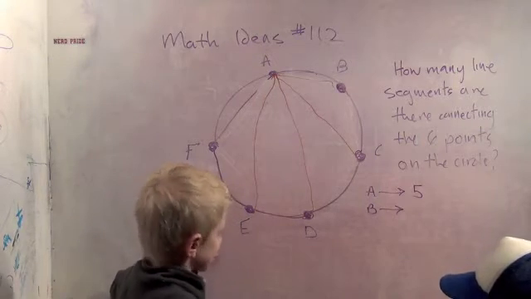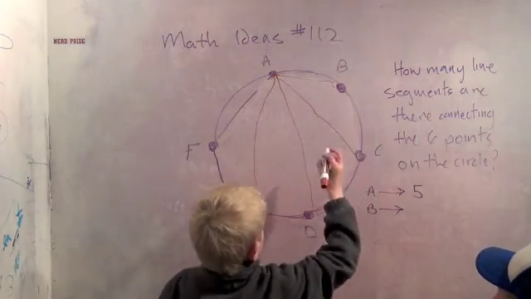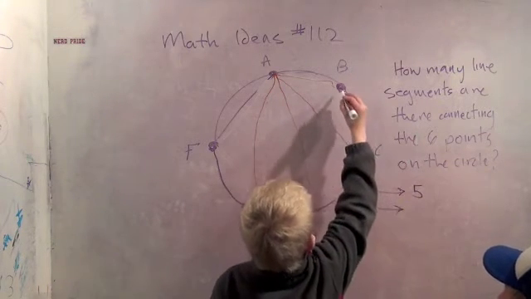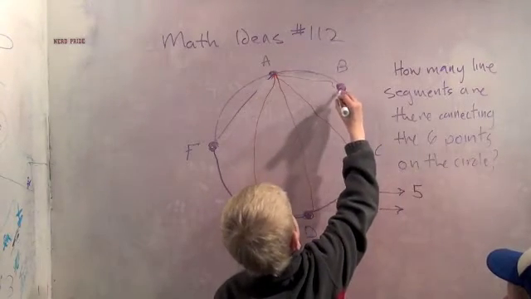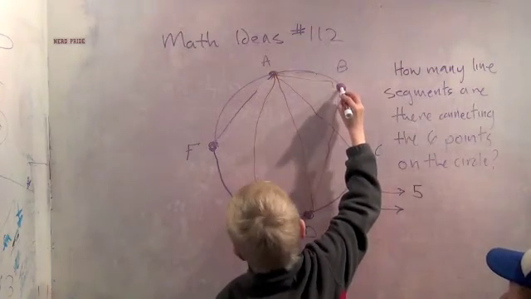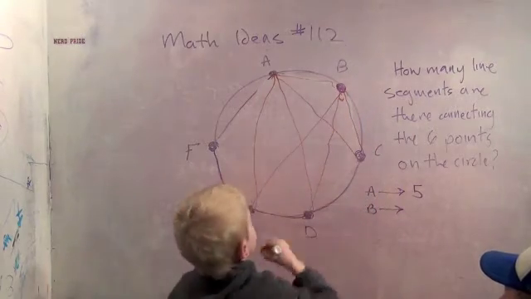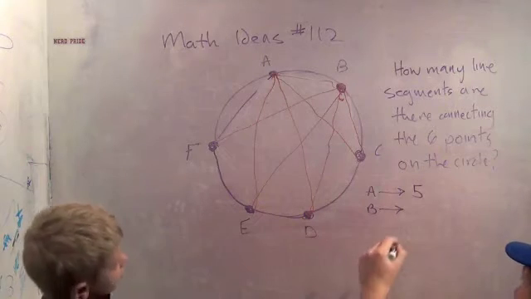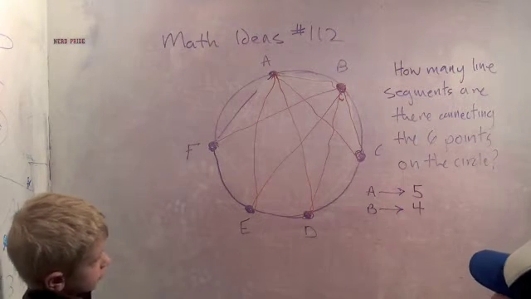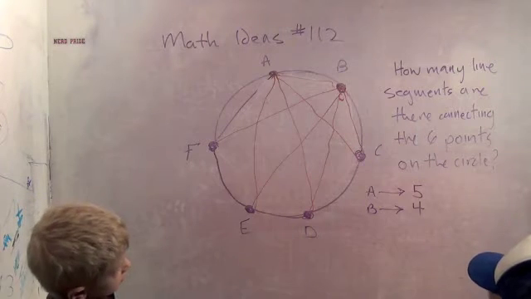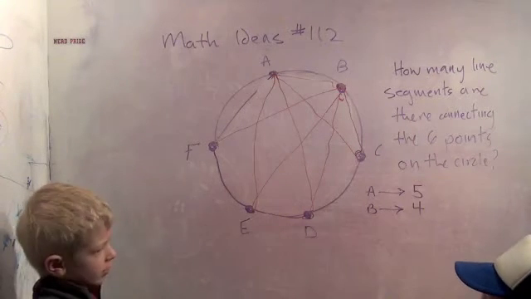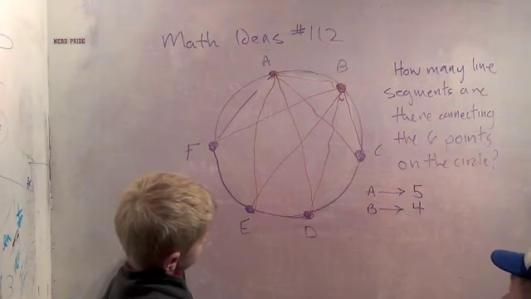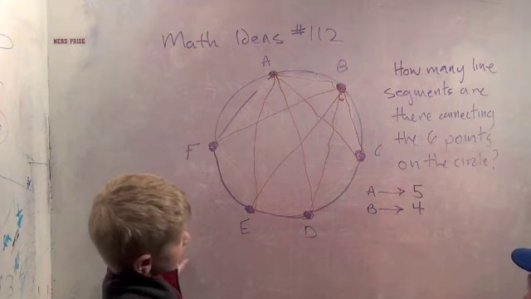Now remember, I want you to be systematic about this. We can go 1, 2, 3, and 4. Oh, so that's interesting. When we were nice and systematic about it, we drew 4 lines from B. First we did 5, then we did 4. Interesting. How many from point C? What would be an interesting pattern that might continue from point C?